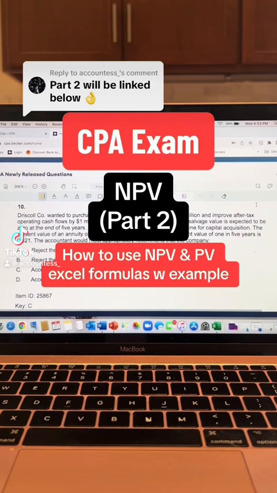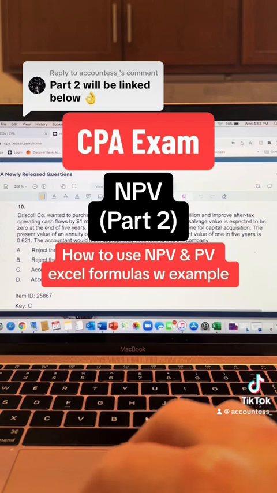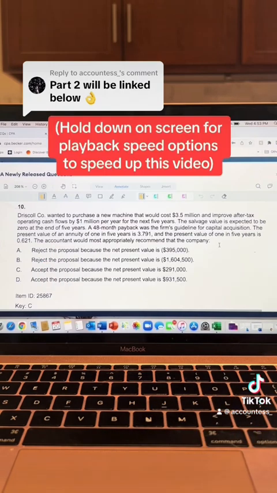Okay, so for part 2, I'm actually going to use the NPV formula in Excel, and I'm going to use the same question but change things a little bit. So if you want to pause and actually see the facts, they are there now.